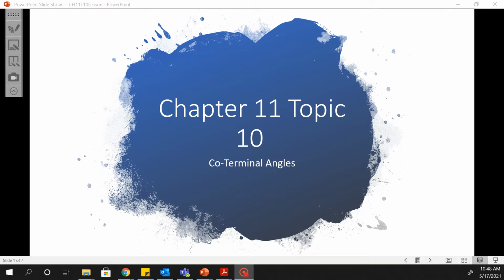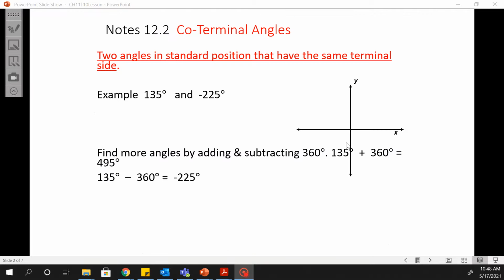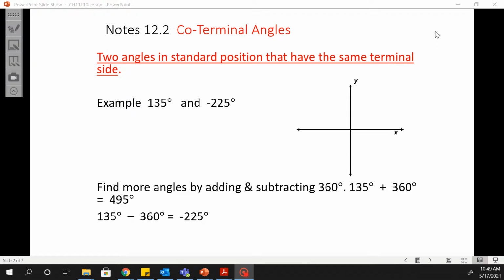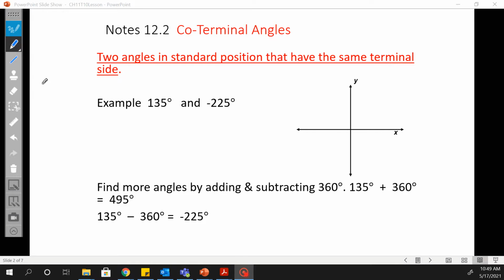Okay, today we're going to look at Chapter 11, Topic 10, which is coterminal angles. Two angles in standard position that have the same terminal side are called coterminal angles. An example of this would be 135 degrees and negative 225 degrees, okay?